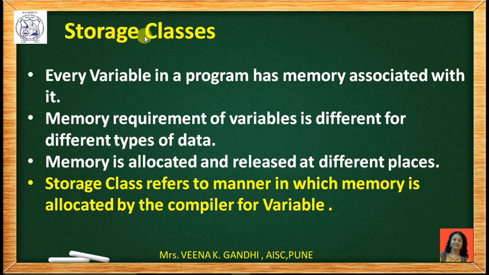Now what do you mean by storage classes? When you define or declare a variable in a program, the compiler will allocate memory for the variable. This means every variable in a program has a memory associated with it. The memory requirement of a variable is different for different types of data, so memory can be allocated or released at different places. So storage class refers to the manner in which memory is allocated by the compiler for the variable.